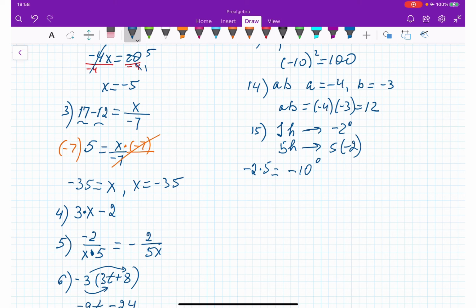Next one, number 16. Evaluate AB for A is equal to 9, B is equal to -8. AB is equal to 9 times -8, which is -72.